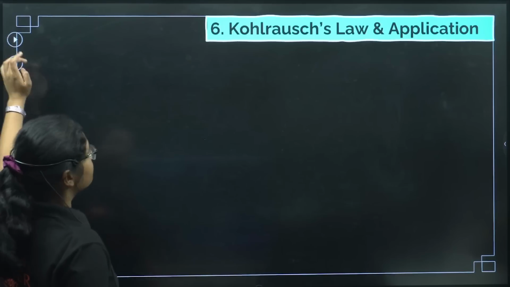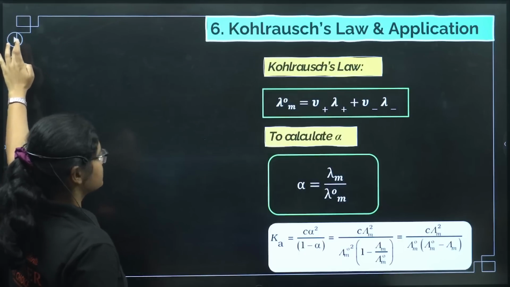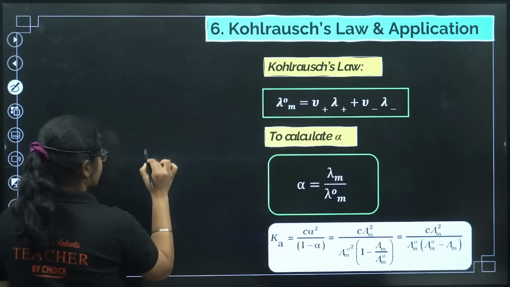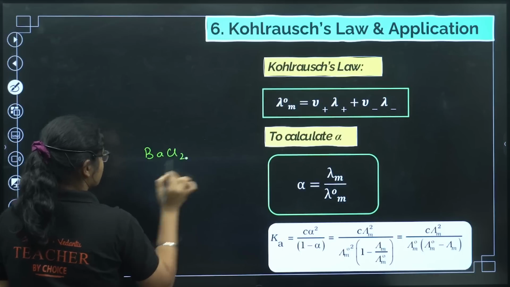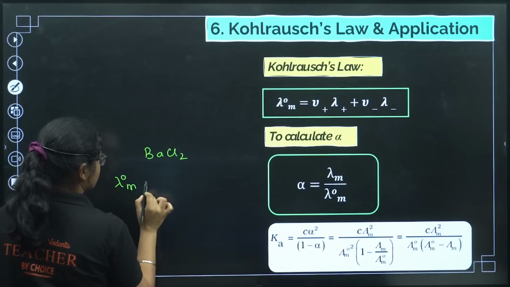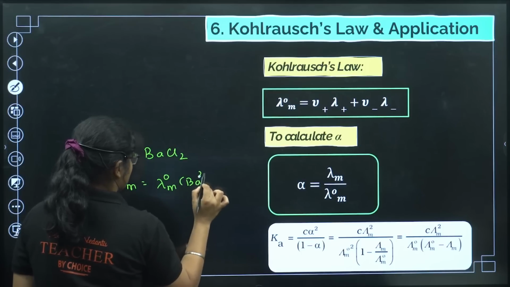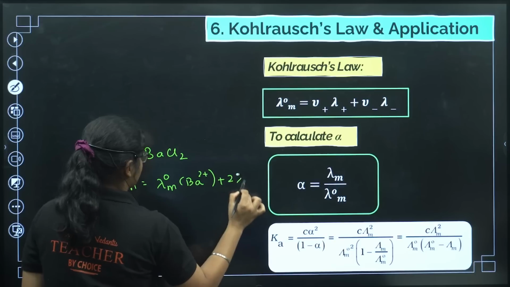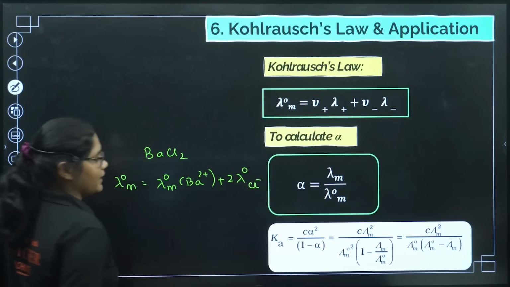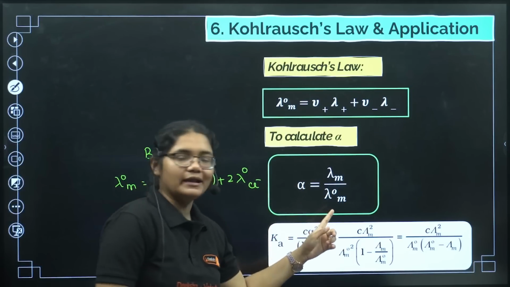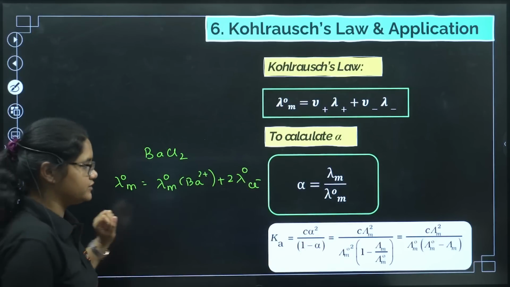Next we have Kohlrausch's law. Suppose I have a salt of BaCl2. What will be its molar conductivity? It will be molar conductivity of Ba2+ plus 2 times the molar conductivity of Cl minus. And alpha is equal to lambda m by lambda naught m, that is the degree of dissociation.